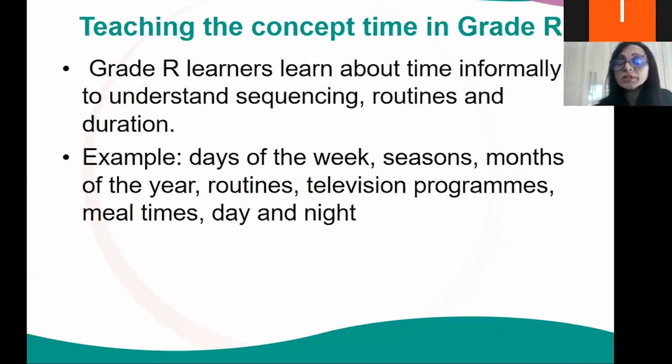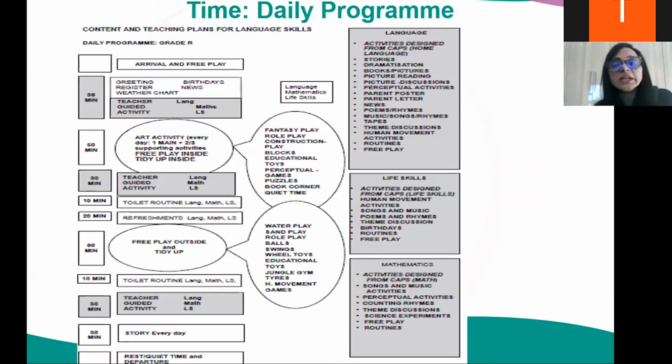Think about the children's ability to count. Think about the children's ability to know numbers. They are still developing number sense in grade R. So therefore, if we tell them it is 3 o'clock, they have got no sense of what 3 o'clock means. Hence, we teach time informally. Now, this is an example of a daily program in grade R. This is a very, very important slide, students. In other words, this is a map of how your daily program or your activities in a day will unfold.